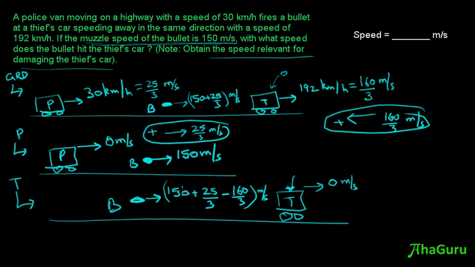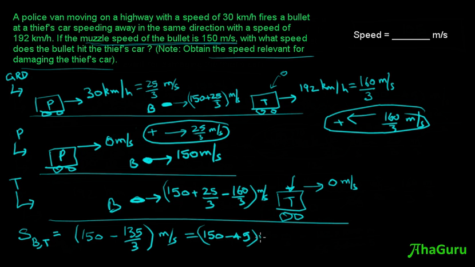And so if I look at this, you can see that it is 150 minus, and 25 minus 160 is minus 135 by 3, and this is in meters per second. And this is the speed of the bullet as seen by the thief's car, and 135 by 3 is 45, and so I can write this down as 150 minus 45 meters per second, which is 105 meters per second. So that means the speed that is relevant for damaging the thief's car, the speed with which the bullet hits the thief's car, is 105 meters per second.